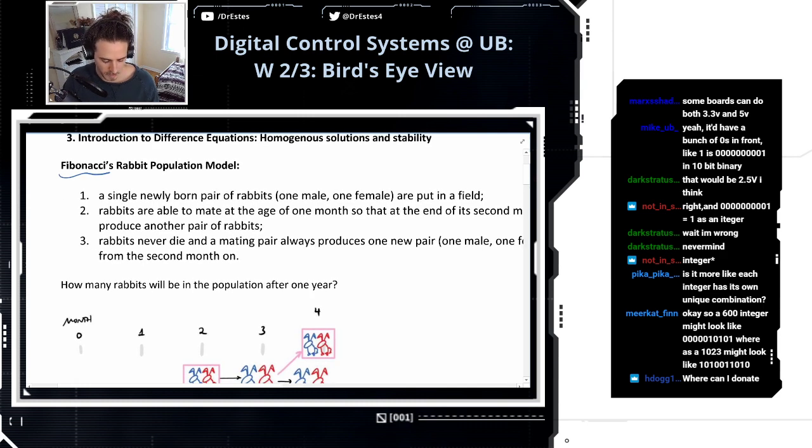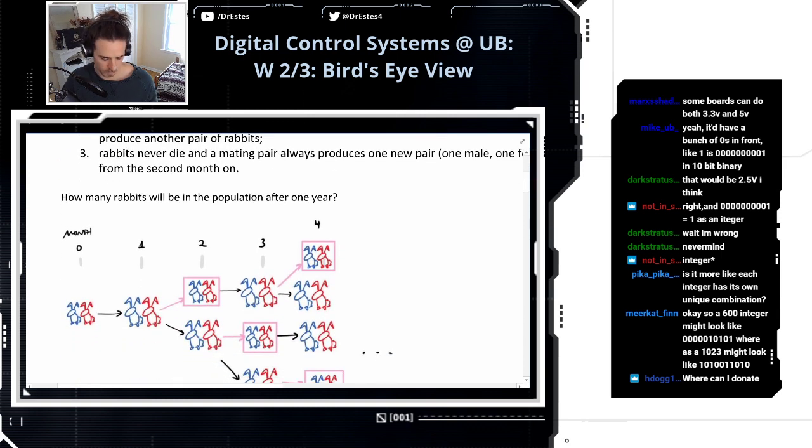So this is how it goes. These are the rules. A single newly born pair of rabbits, one male, one female, they're put into a field. And here they are. They're babies, and they've been introduced to the field at month 0.